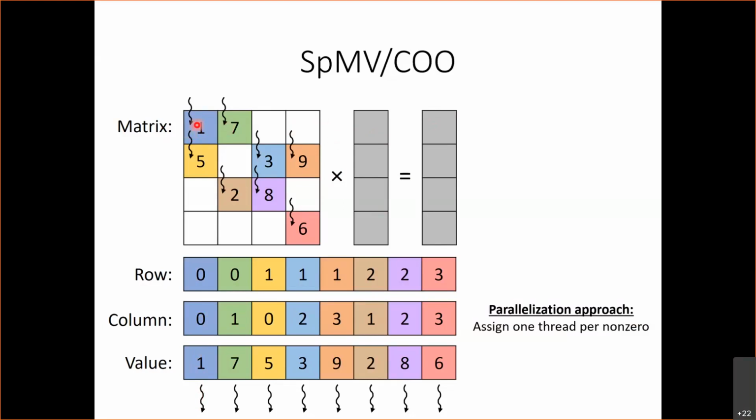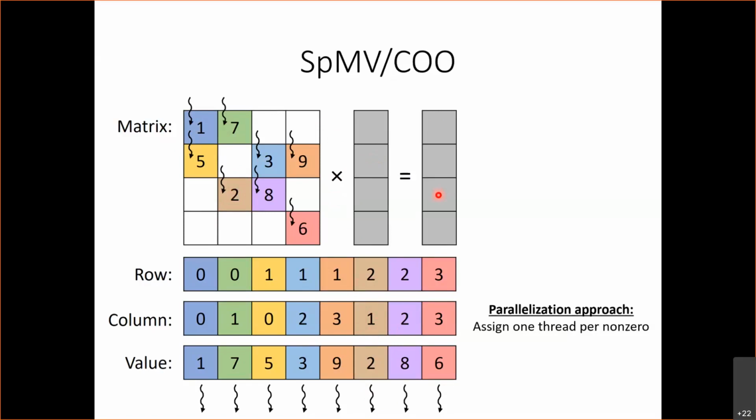To make it more clear, for example, this thread here is responsible for this non-zero. So it says, oh, I'm responsible for the element at row 2 and column 1. So I will load the input value corresponding to my column index, which has the index 1, which in this case is 1 over here, and then I will multiply that with my non-zero, and then I will store the result at the index of the corresponding row.